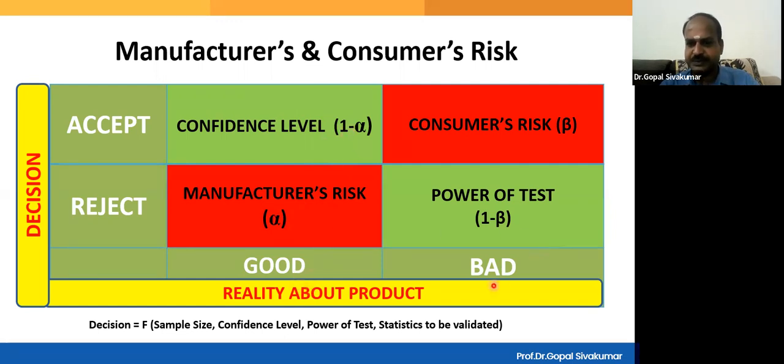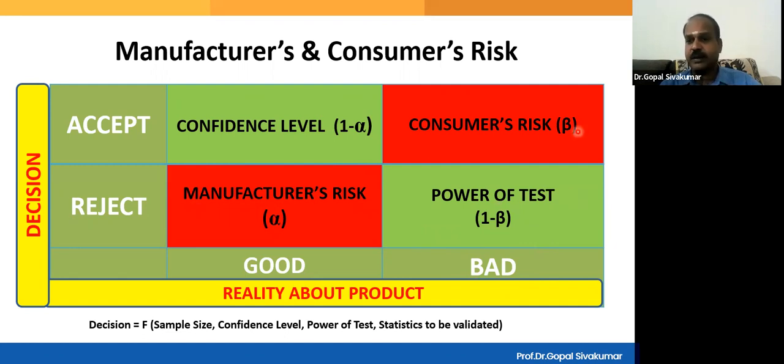Coming on to the other side, let us say the lot is bad and you tested a sample, and based on the sample you rejected the bad lot saying that it is bad. So bad is rejected as bad. This is called power of test.